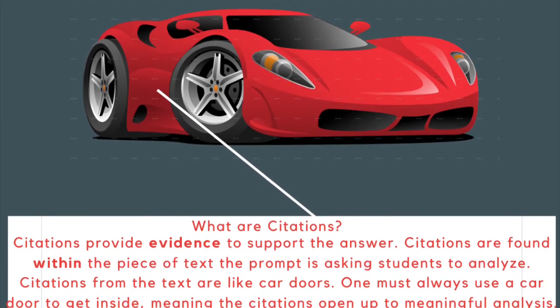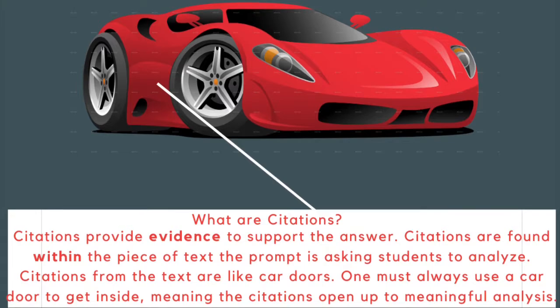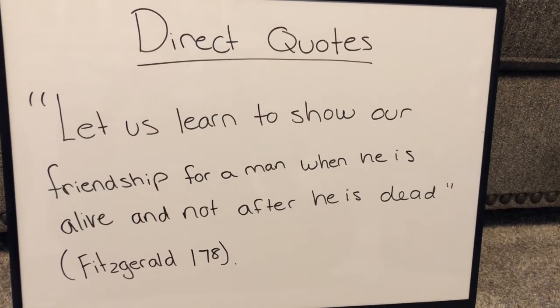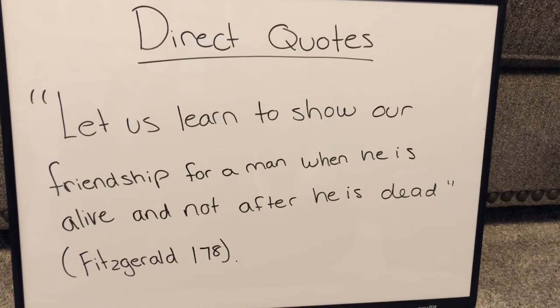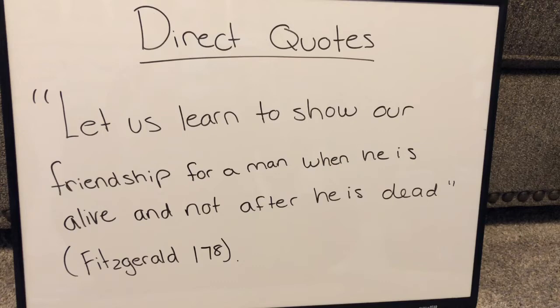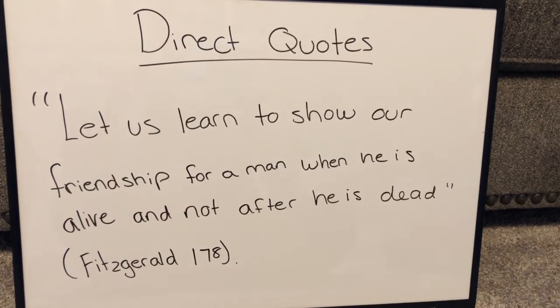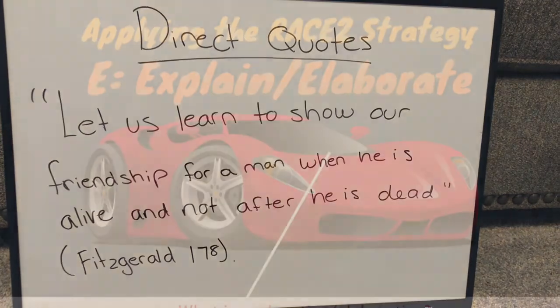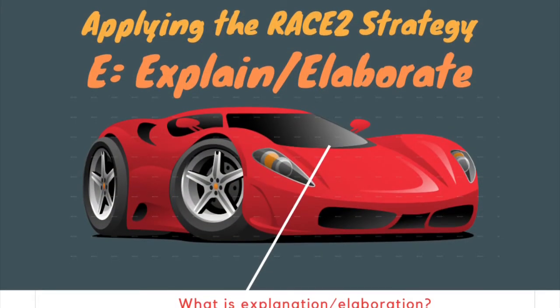Now we will be looking at what an example of a citation actually is. For example, I have direct quotes, and this is from The Great Gatsby. "Let us learn to show our friendship for a man when he's alive and not after he is dead." End quote, Fitzgerald 178. It is just simply a direct quote from the novel that is being analyzed. Now let's move back to applying the RACE2 strategy.